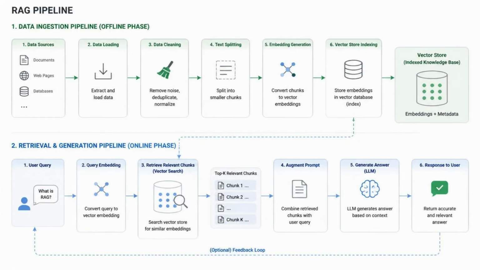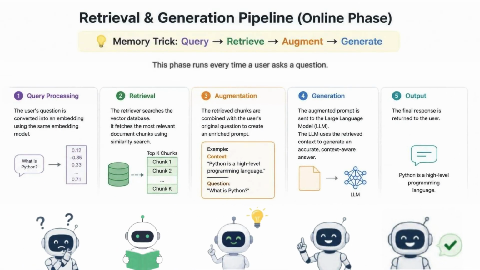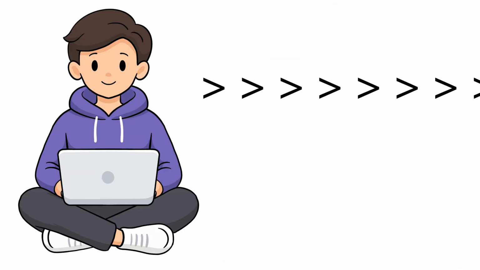A retrieval-augmented generation system has two stages: the data ingestion pipeline, where documents are collected, split into chunks, converted into embeddings, and stored in a vector database; and the query execution pipeline, where the user's query is converted into an embedding, relevant documents are retrieved, and the language model generates the final response.